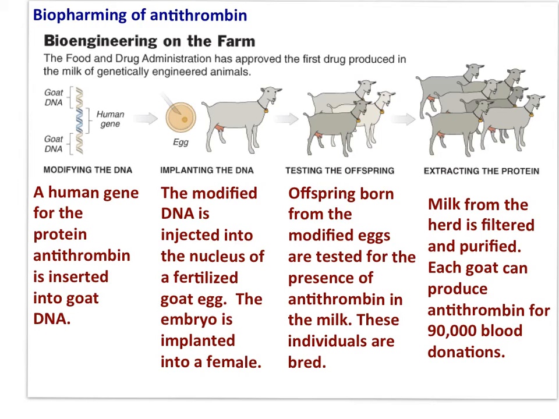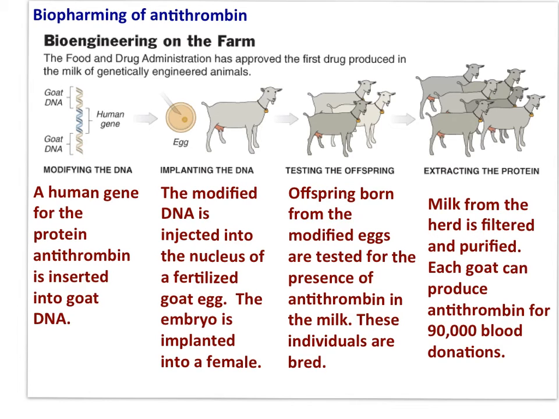Here is another slide with the information on producing recombinant human antithrombin. The FDA has approved antithrombin as the first drug produced from genetically engineered animals. A human gene for the protein antithrombin is inserted into goat DNA.